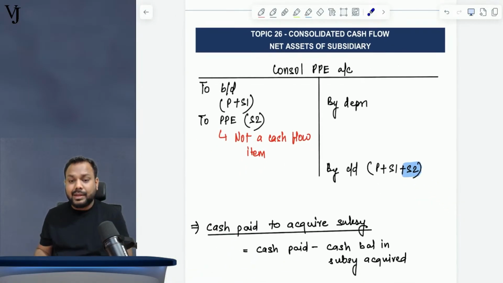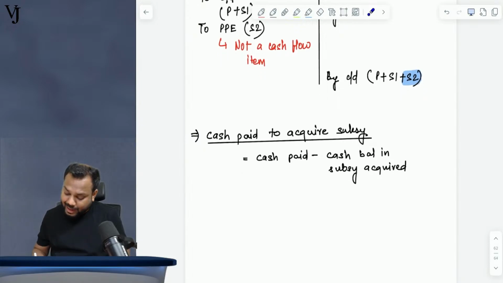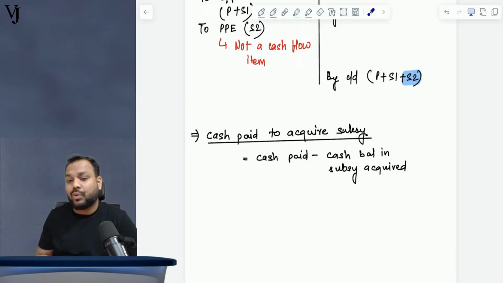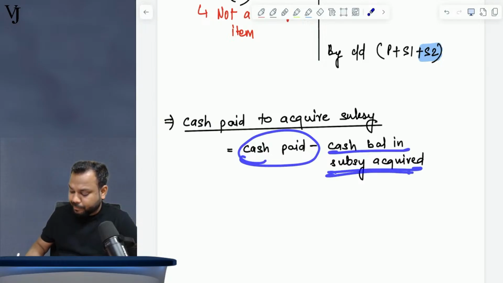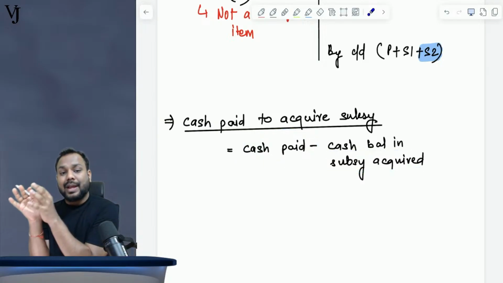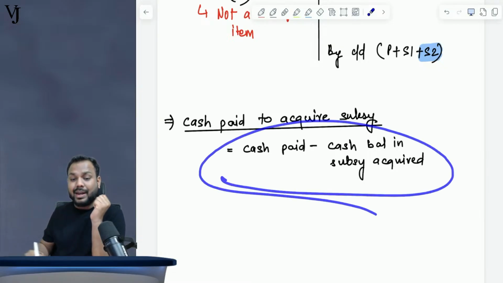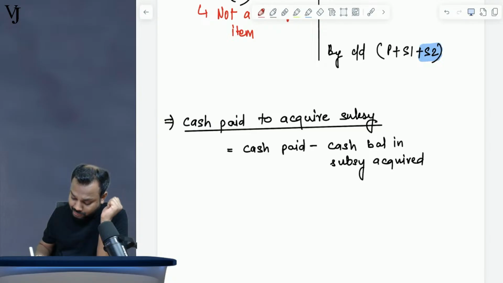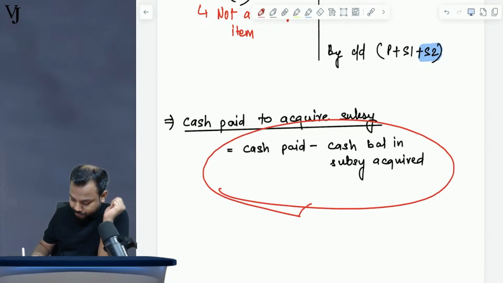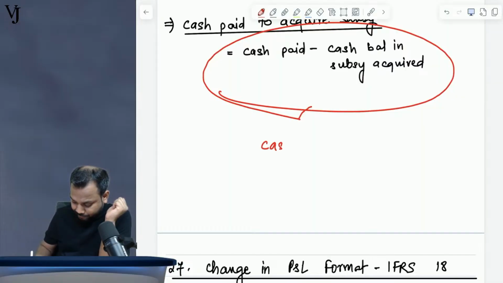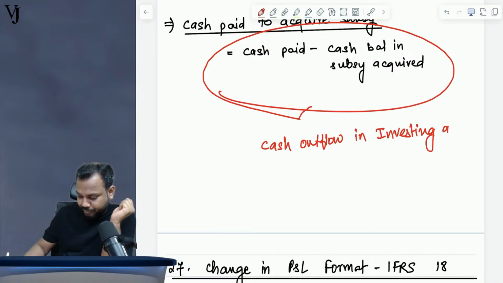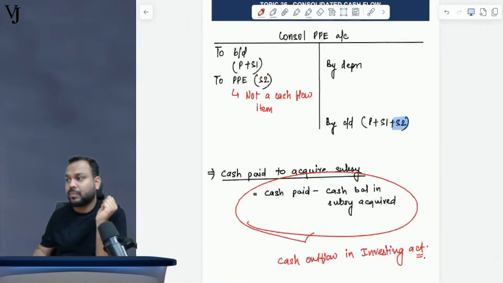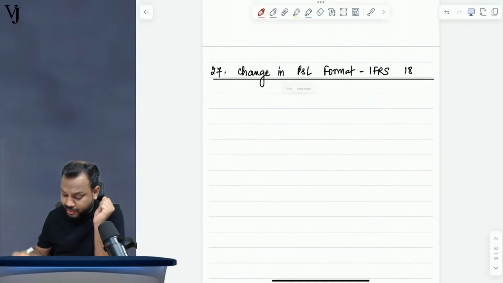Okay. Now, in consol cash flow, what we adjust is cash paid to acquire subsidiary. Now, how do we calculate cash paid to acquire subsidiary? It is actual cash paid minus cash balance in the subsidiary that we acquired. We reduce that. This is the net cash paid to acquire subsidiary, and this is a cash outflow, which is recognized in investing activity. Okay. Topic 26 also discussed. Change in P&L format, already I have discussed.